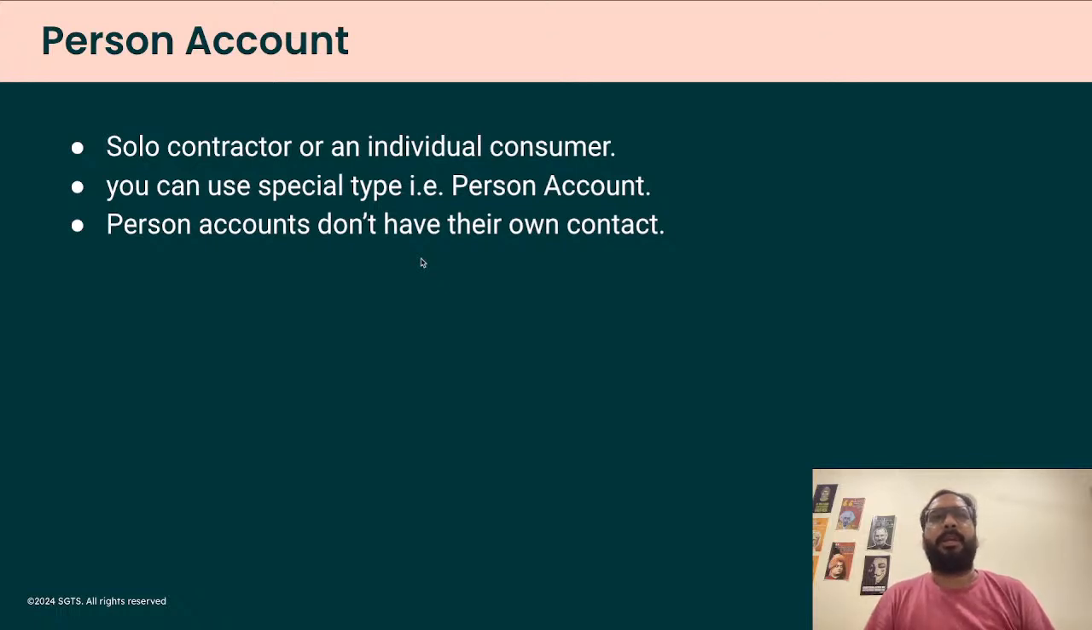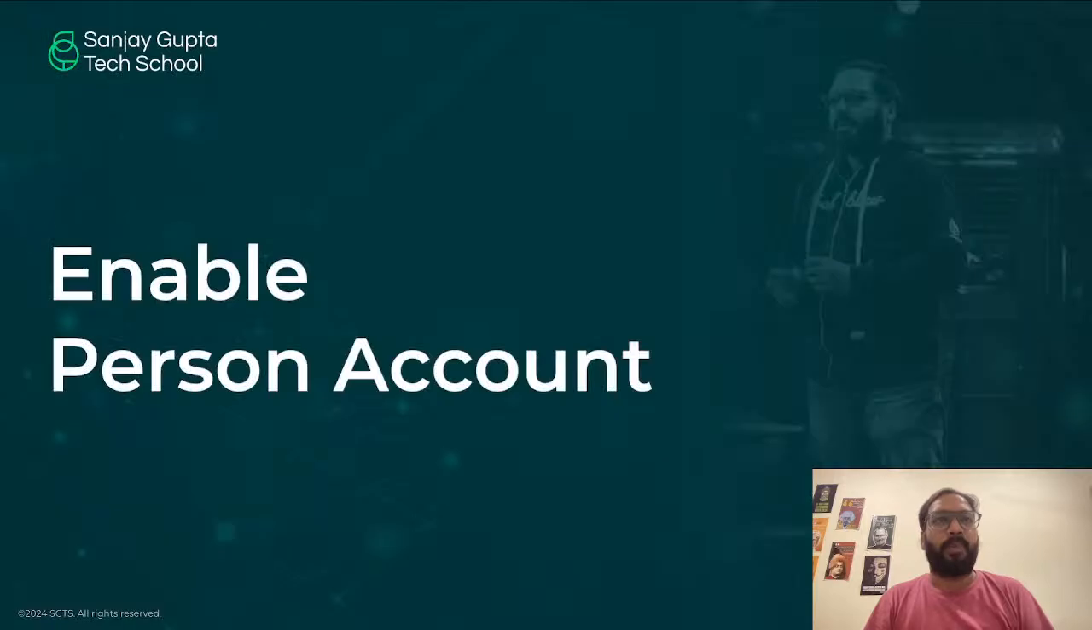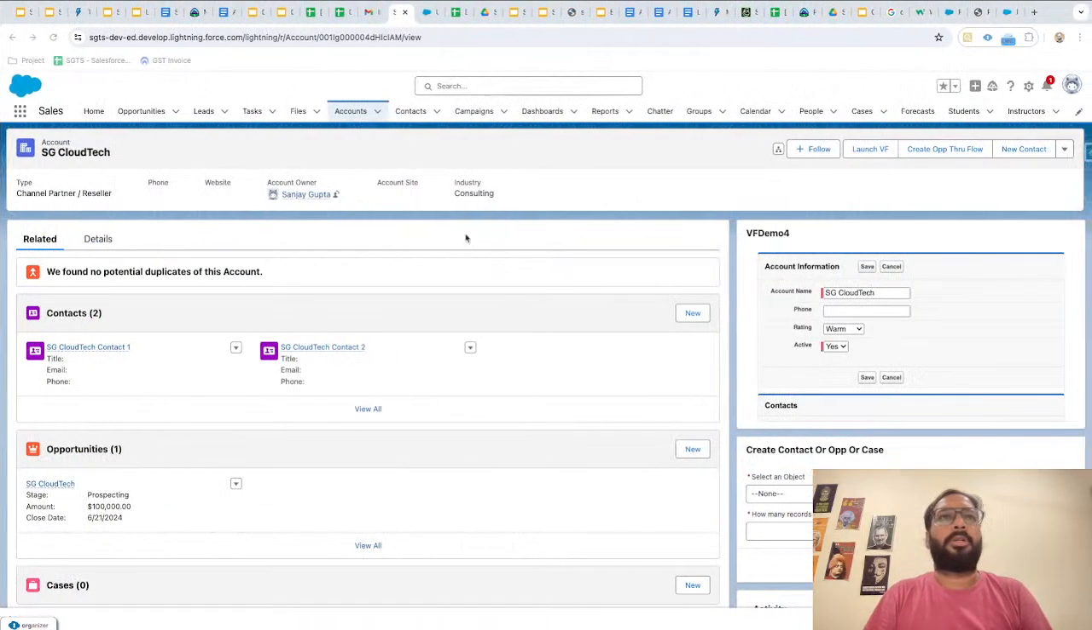Now once you enable person account, you will have two record types on account. One will be known as business account and another will be known as person account. Now we need to understand how we can enable this, and what prerequisites we need to complete before enabling person account. I'm going to show you these things.